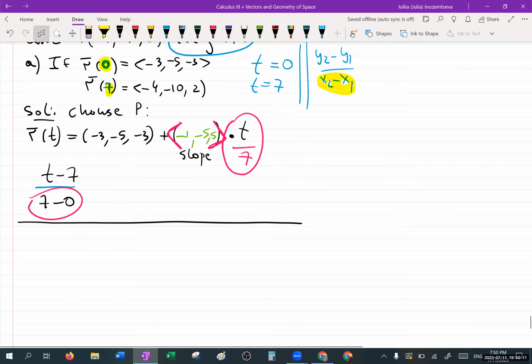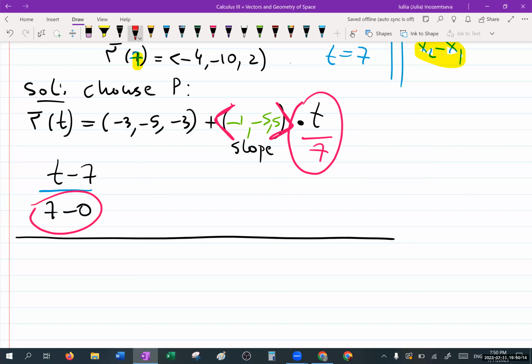Yeah. Oh, that's a typo. I copied your typo, you see. That's not smart. T minus 0, 7 minus 0. Exactly. That's why I know that there should be nothing here.